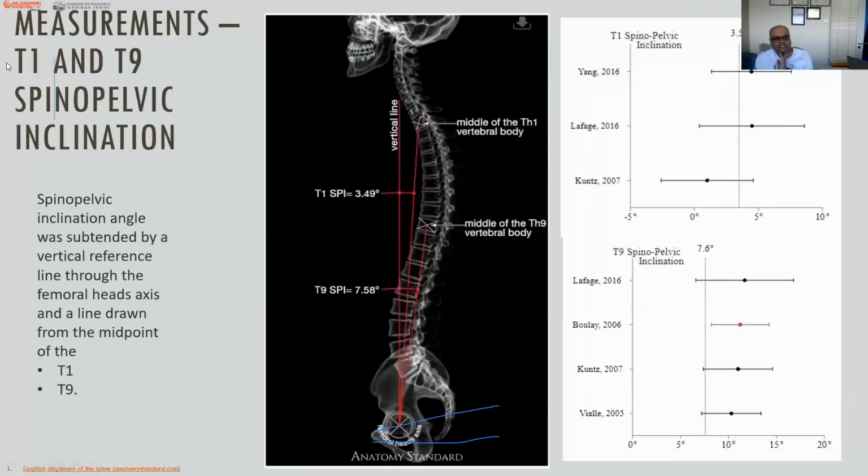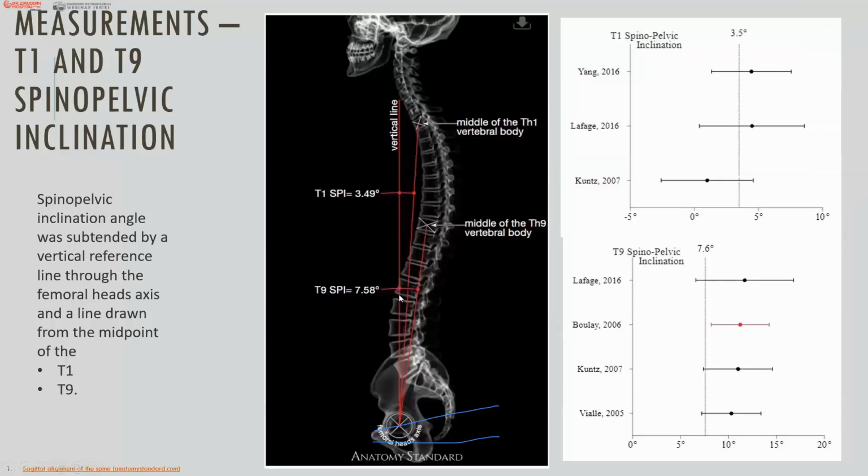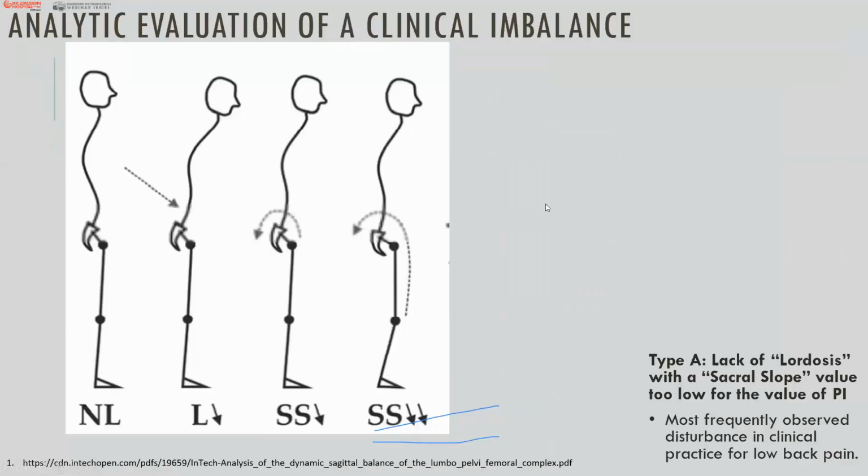Now, T1 to T9 spinopelvic inclination, I don't do it. Normally, it's easier for me to get the sagittal vertical axis, but for T1 to T9, you can see the point here and the point from the femoral head. And this angle normally is 7.58 or 8 degrees. This is more like a research tool than an easy tool for remembering.